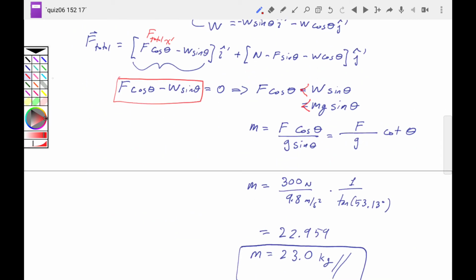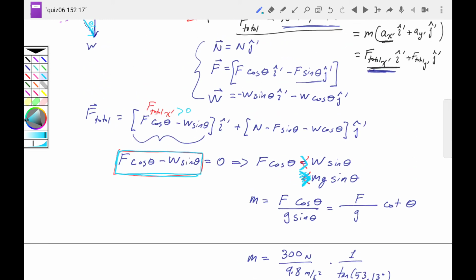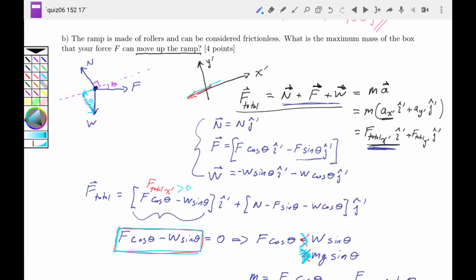And it's the opposite if m were smaller than this, 23 kilograms. If m were smaller, then we'd have F cosine theta greater than W sine theta, which means this is positive, which means F total x prime is greater than 0. So the total force in the x prime direction would be positive, which means the block would slide or accelerate up the incline.